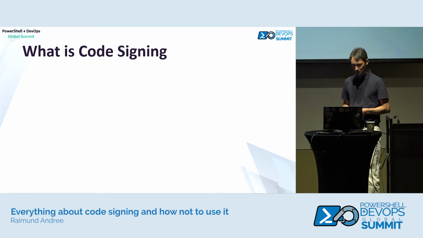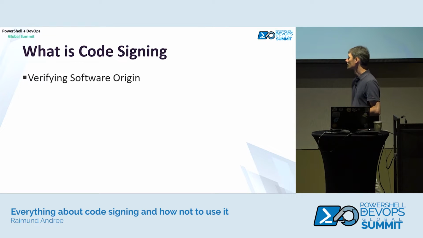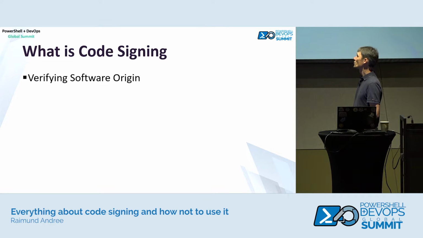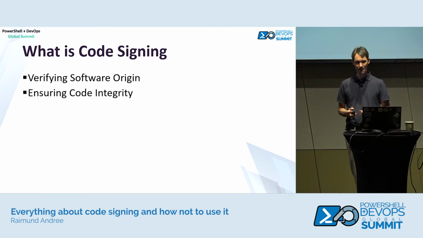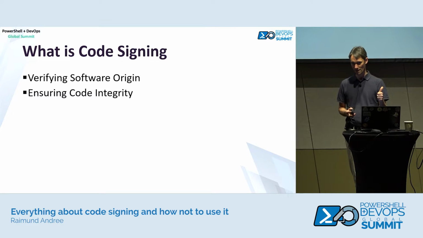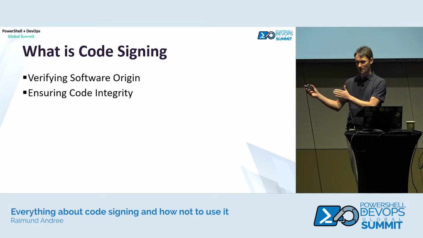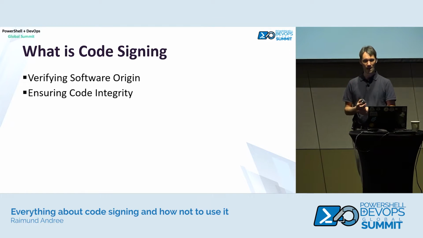Okay, so what is code signing? Code signing should verify the software origin, if you do everything correctly, right? It ensures the code integrity, not the quality, right? It only assures that the code has been created by the authenticator or by the authority you think it is, using hopefully a predefined and robust pipeline.